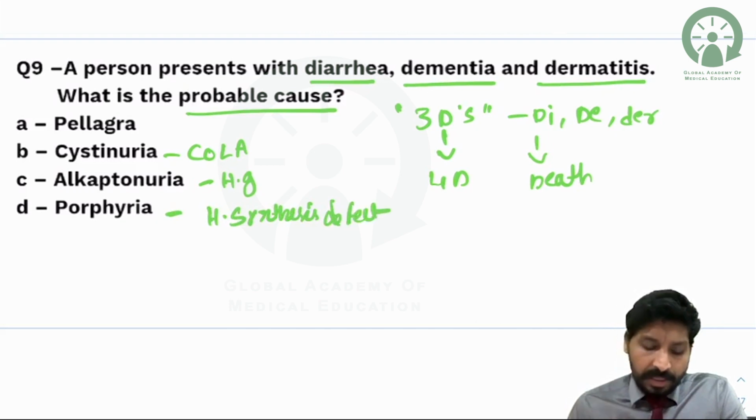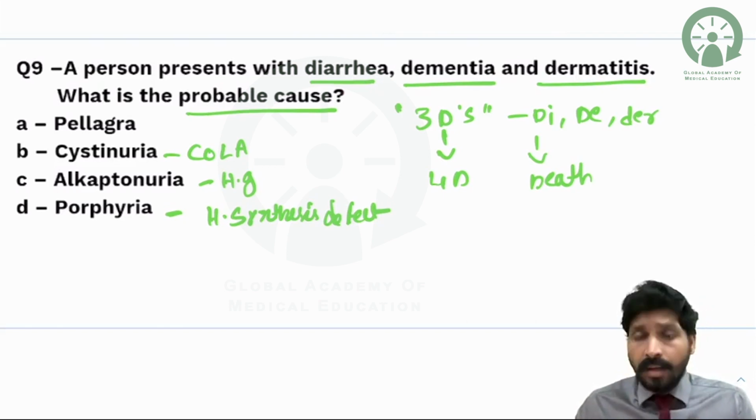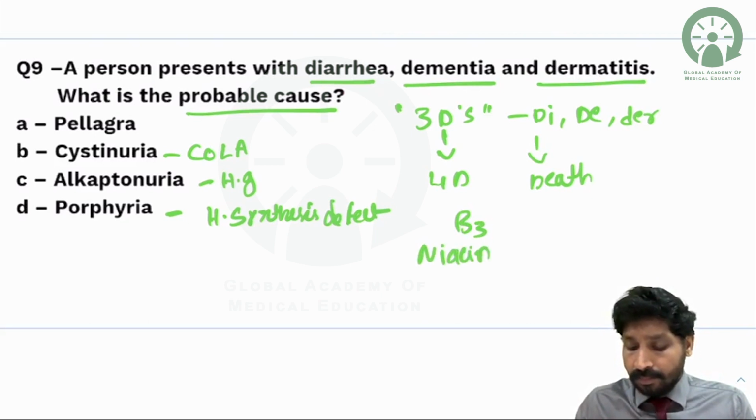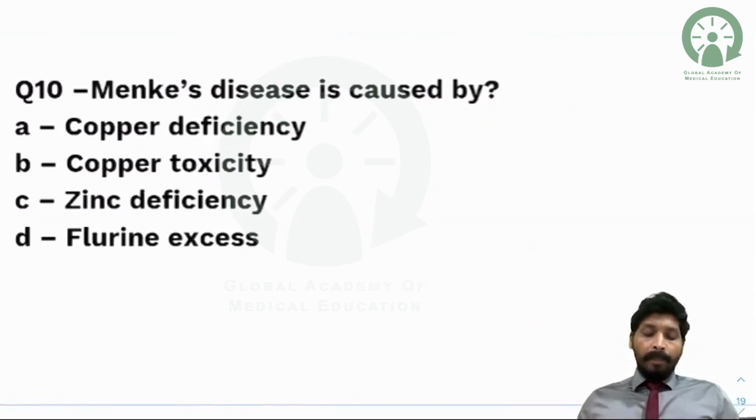So the correct option is pellagra. And pellagra, what is that? Pellagra is a characteristic feature or deficiency of which vitamin? That is B3, niacin. Okay, B3 niacin.